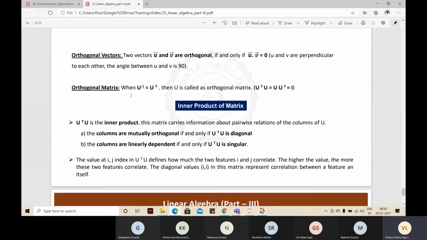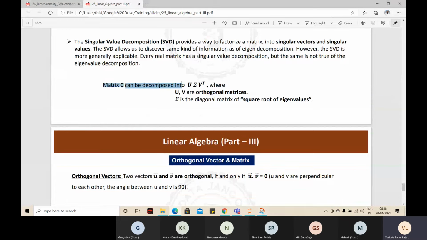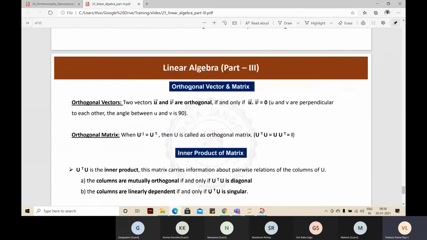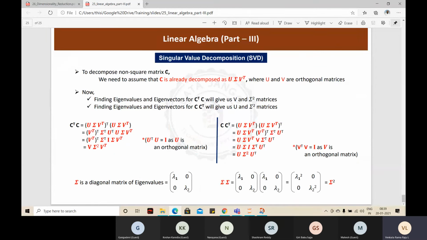Now I am saying the matrix C can be decomposed as U sigma V transpose, and U and V are orthogonal matrices. I already took that U and V are orthogonal matrices. Our goal now is to take a rectangular matrix C and decompose it into U sigma V transpose. Okay, I'm going to make a statement now. This is very important. Just remember and understand.